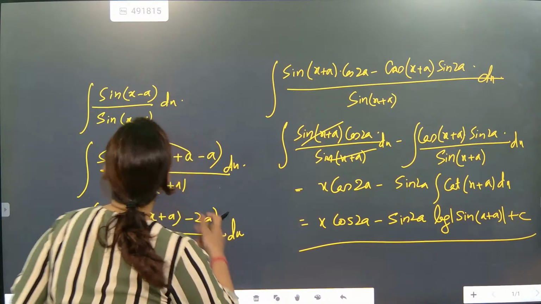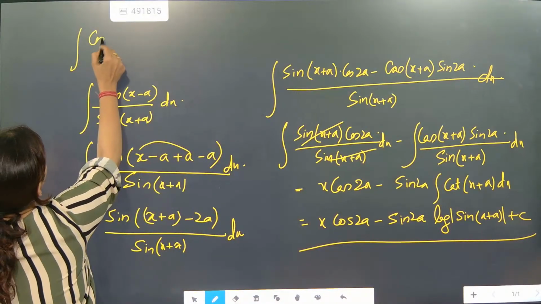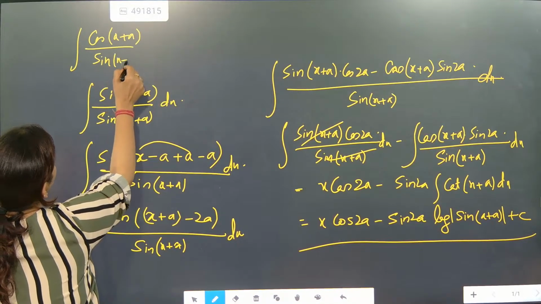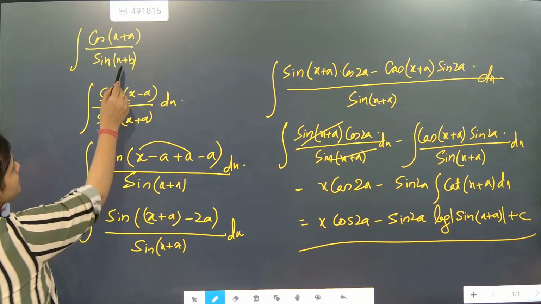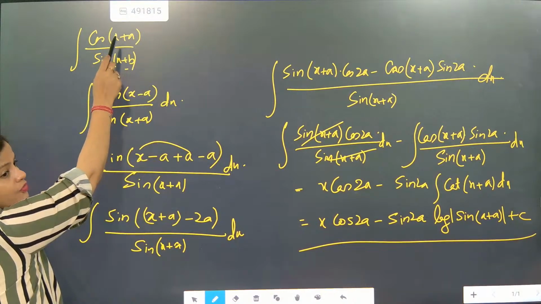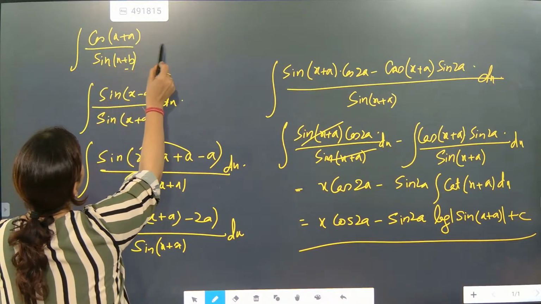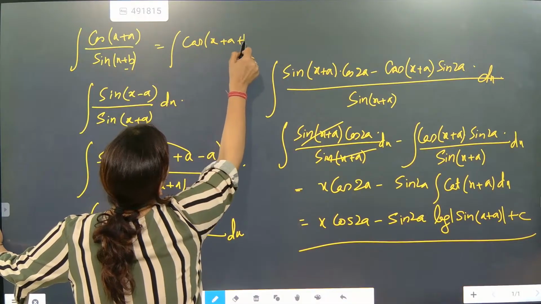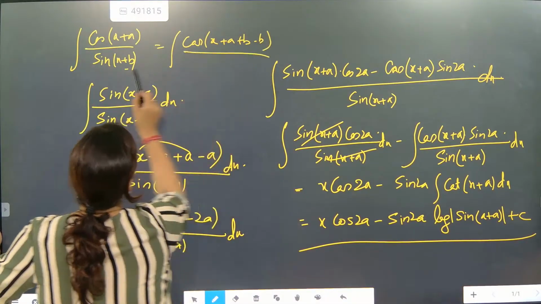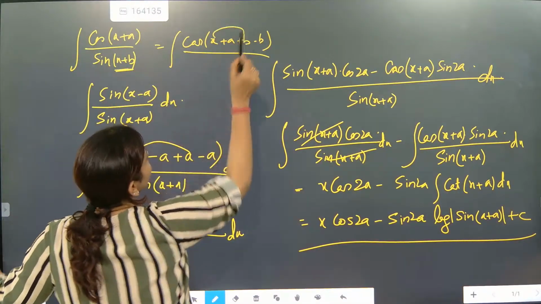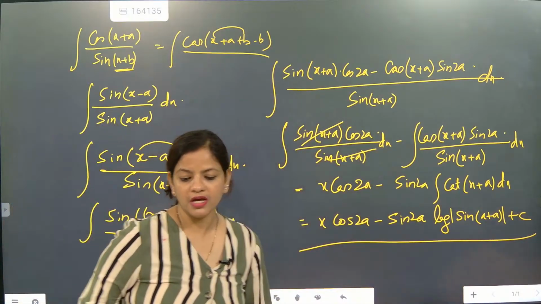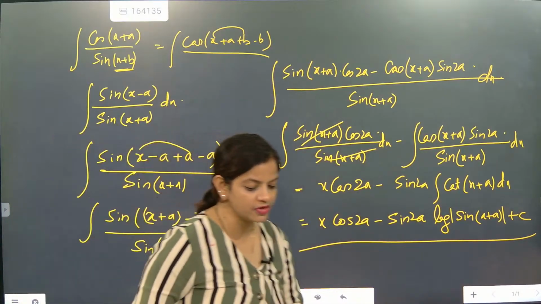See, one more question is like this: cos of x plus a by sin of x plus b. Now did you get the trick, what you have to add and subtract here? b you have to add and subtract. That's the biggest trick. Here it will become cos of x plus a plus b minus b, and here x plus b is there. Now take x plus b and separate out a minus b. That's the most important thing we must remember.